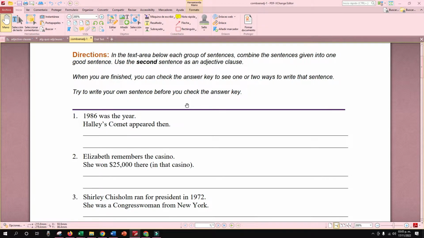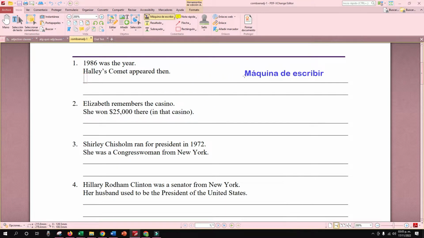So there you have 2 sentences, guys. We're going to combine them and try to make one sentence using the adjective clause. Let's do the number 1 together. There you have: 1986 was the year. That is one sentence. Halley's comet appeared then. So we need to combine both sentences.